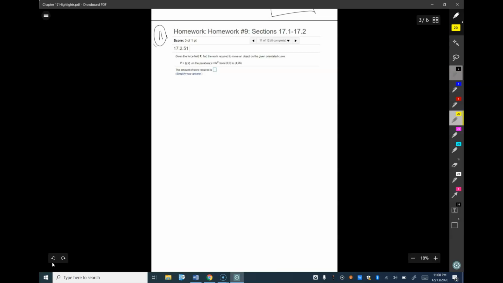First and foremost, we are going to have to parameterize that curve ourselves. The easiest way to parameterize a curve, especially if it's an algebraic curve, which means no trigonometry, all you have to do is let x equal t, and then plug that back in and get what y is equal to. Well, if x is equal to t, then y is equal to 6t squared. And the t value here is the first one. It goes from 0 to 4.